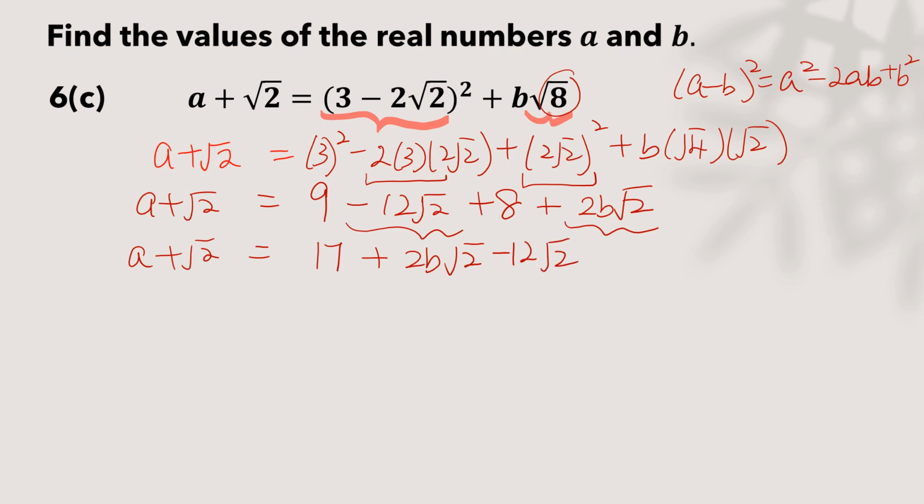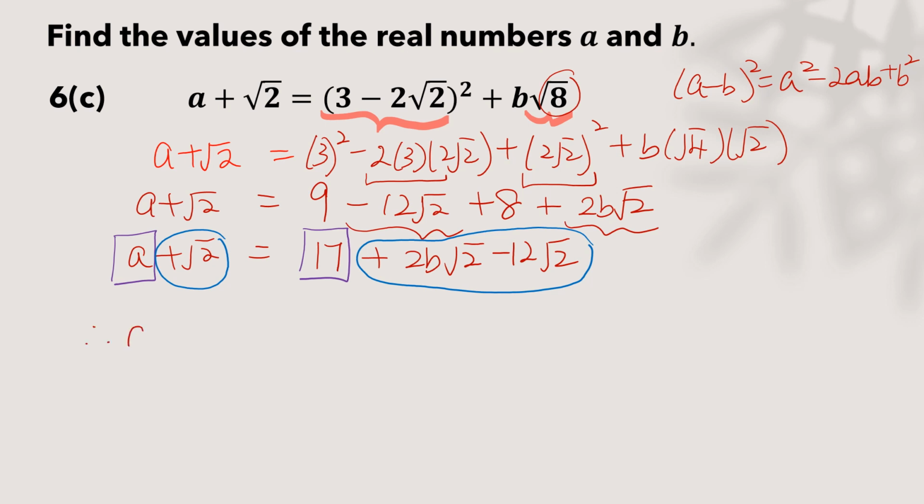Alright, so we're just going to do some comparison. We're going to compare the rational numbers on the left with the rational numbers on the right, and then the surds on the left with the surds on the right. So in this case, a is equal to 17. And this one here will be equal to this one that I've circled. Therefore we will have a equals 17, and then we will have 2b square root 2 minus 12 square root 2 equals square root 2.